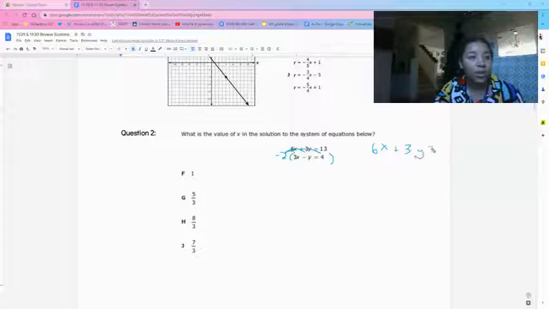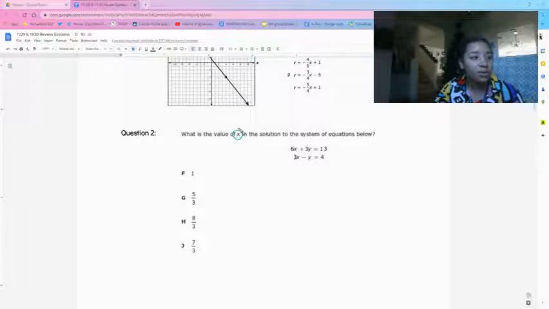All I'm doing is writing the top equation over here because I can no longer see it here. So now we're going to distribute. So it's going to be negative 6x minus 2y equals, actually, scratch that. I'm changing everything.